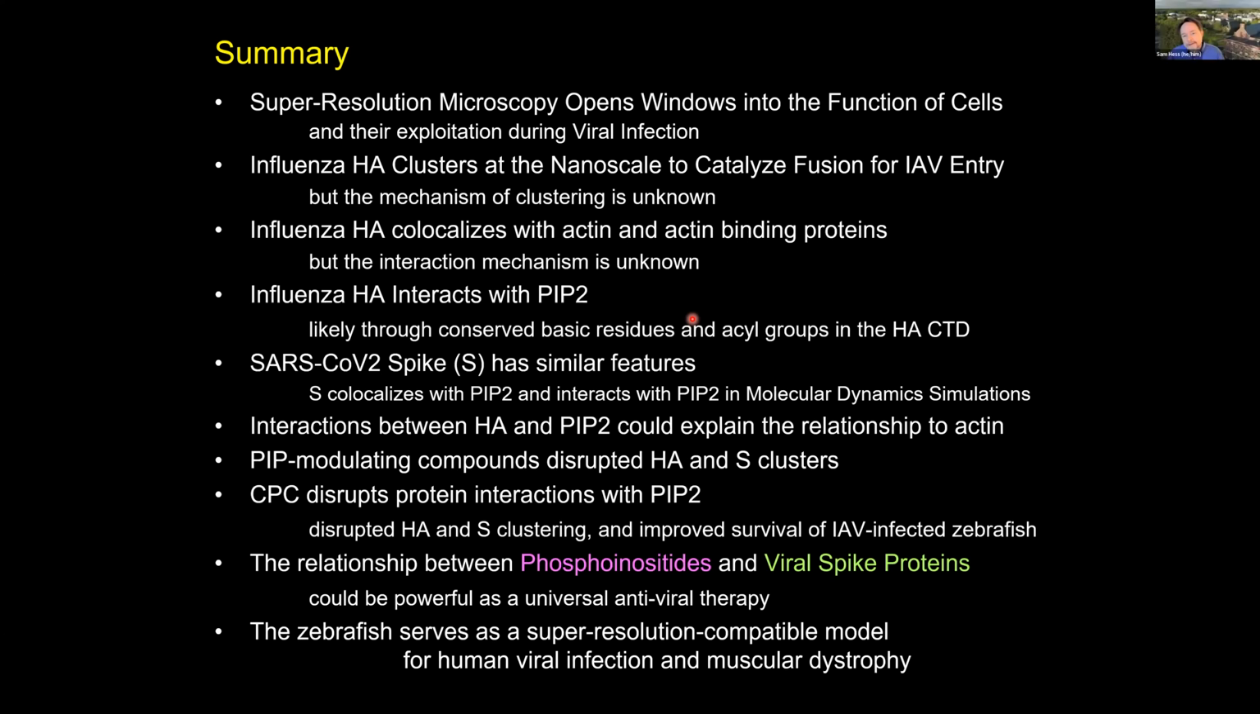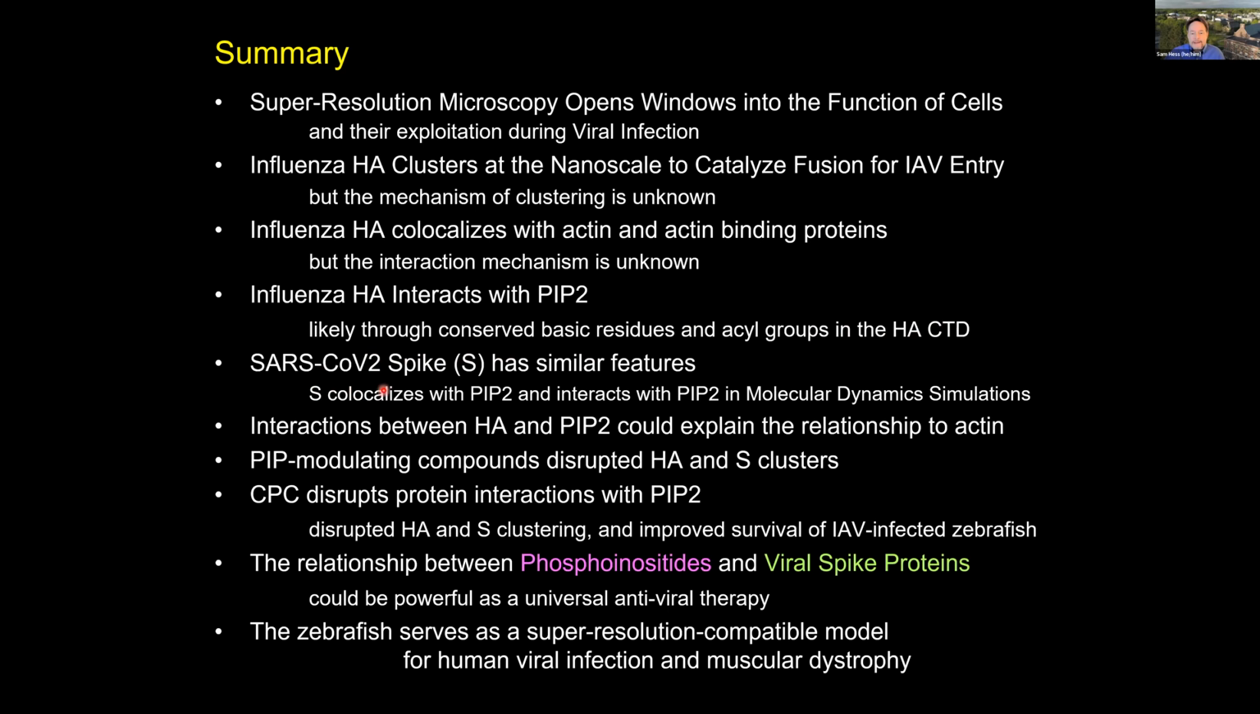We were then able to discover that the clustering of HA depends on actin and actin binding proteins, which was a bit of a mystery because it wasn't clear how this could happen. We followed up advancing the technology to give multicolor and three-dimensional methods, and discovered that the phosphoinositide PIP2 plays a major role in HA's clustering, as well as HA's interactions with actin and actin binding proteins, and that interaction occurs through the cytoplasmic tail of HA, which is very, very highly conserved in certain ways.